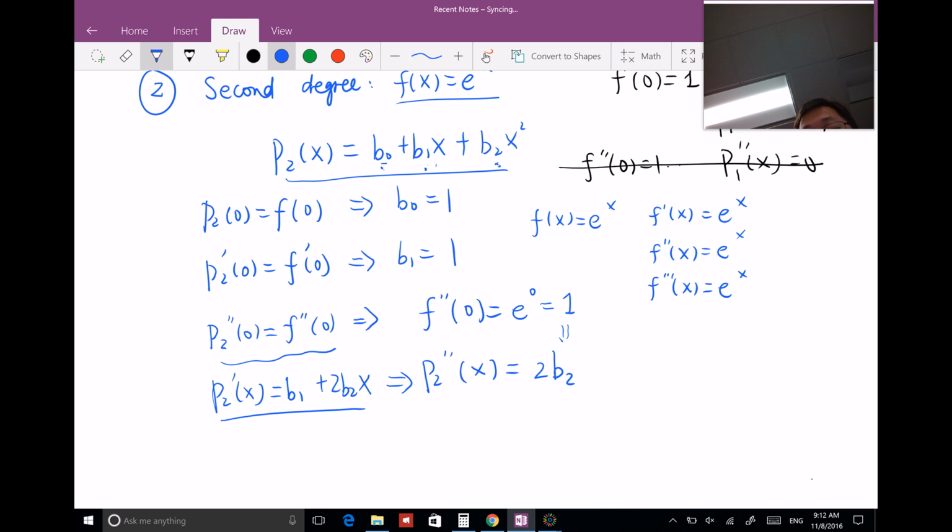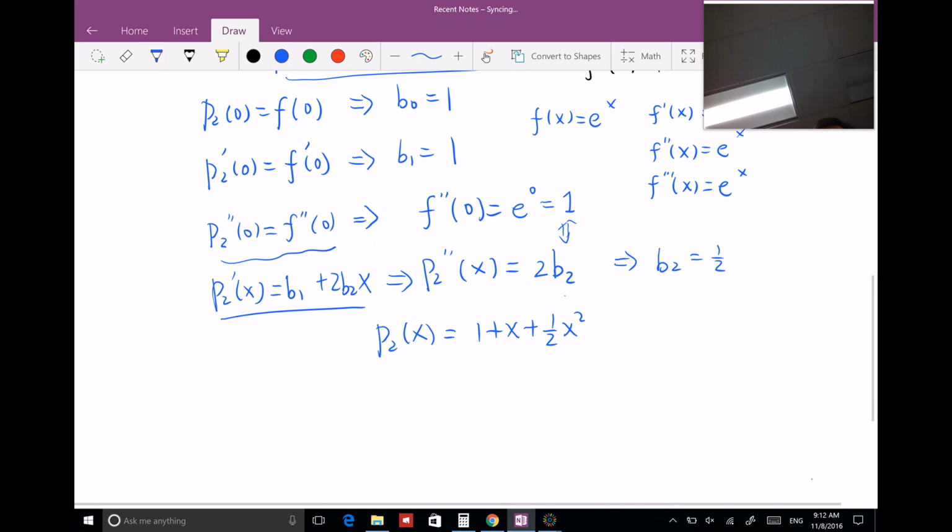Then since these two are equal, you solve for b2. Because they are equal to each other, 2 times b2 equals 1, so b2 equals 1/2. Now I've got my second polynomial function: P2(x) equals 1 plus x plus 1/2 of x squared.